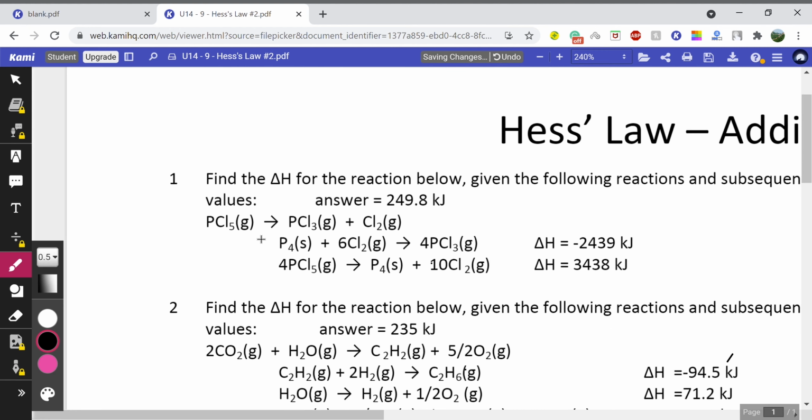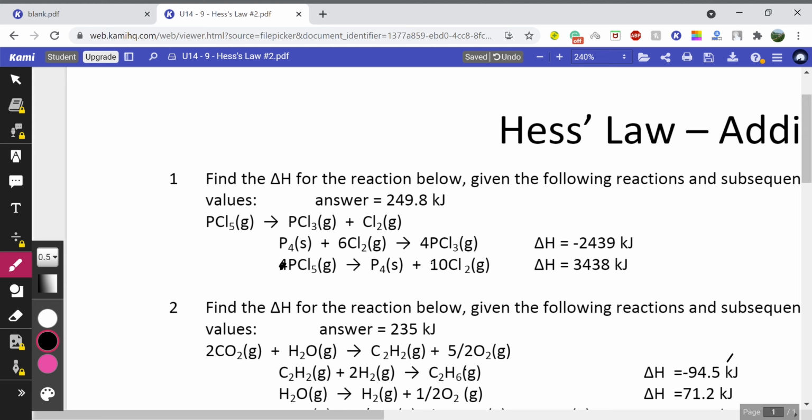First, let's see. We want PCl5 gas making PCl3 plus Cl2. Let's see the reactants. We have a PCl5 on this side, so we know that this reaction is going to stay this way. Now let's make sure our coefficients are right. We want one PCl5 over here, and there is only one PCl5, in this reaction over here. But this has 4, so we're going to have to divide this whole reaction by 4.